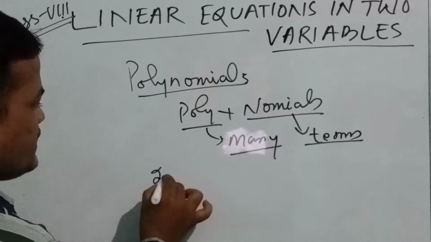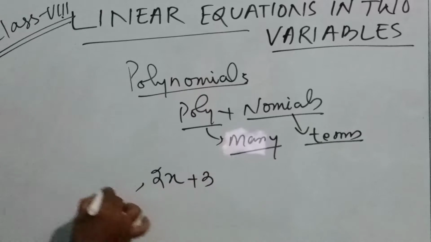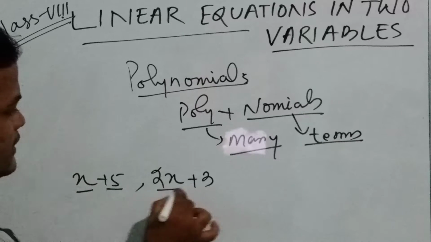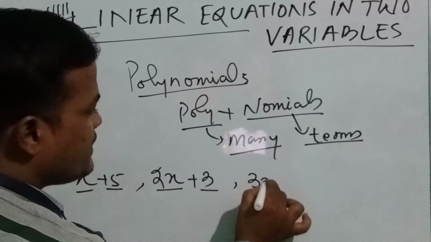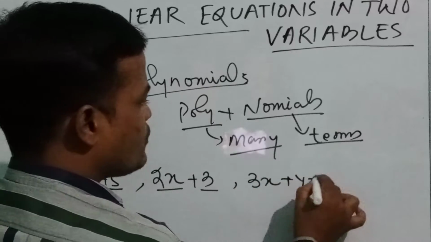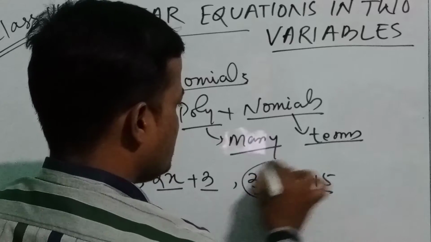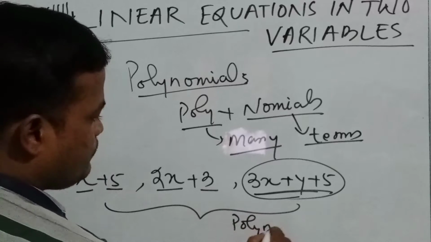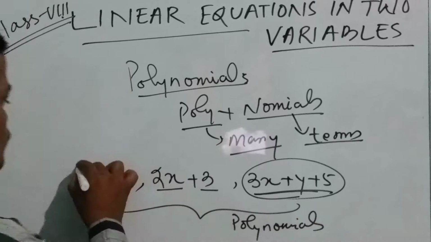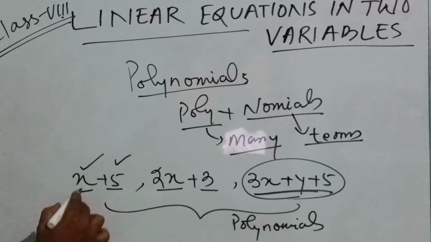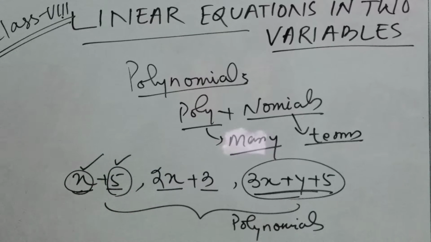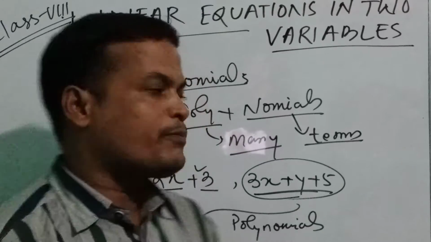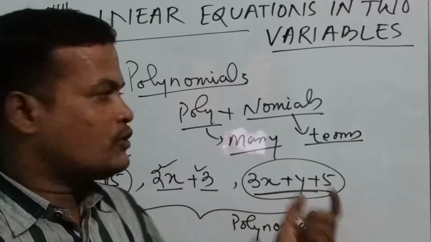Suppose I am going to write 2x plus 3, or simply x plus 5. So you see, here is one term and here is another term. Otherwise you can write 3x plus y plus 5. These are called polynomials. Each one here is called a term or monomial. So a group of two or more monomials or terms is used for forming polynomials. Is it right? So this is called a polynomial.